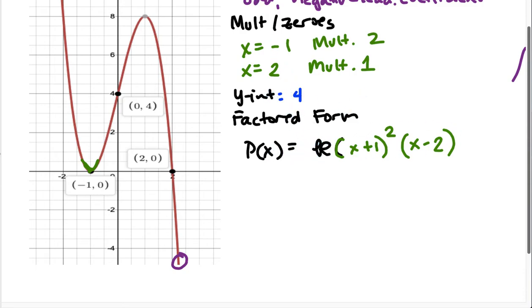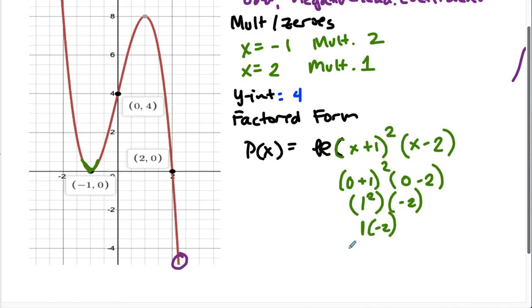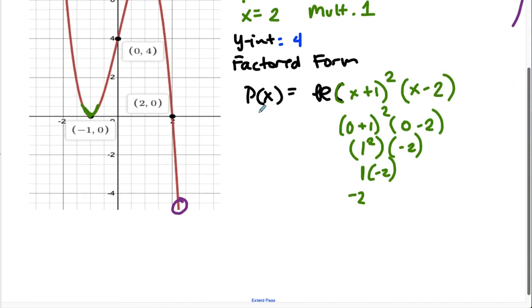Okay, so now what we want to do is to make sure that this will have a y-intercept of 4. In order to do that, I'm going to plug in a 0 for my x's. So this is 0 plus 1 all squared, and this is 0 minus 2. Okay, so 0 plus 1 is 1, and 1 squared is equivalent to 1. And then 0 minus 2 is -2. So this is +1 times -2, which is -2k. All right, so on the right side, we have -2k.